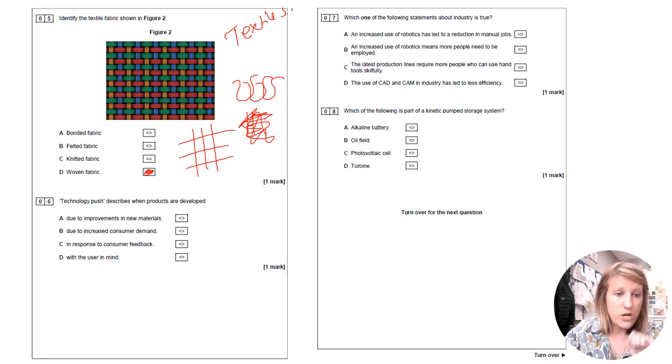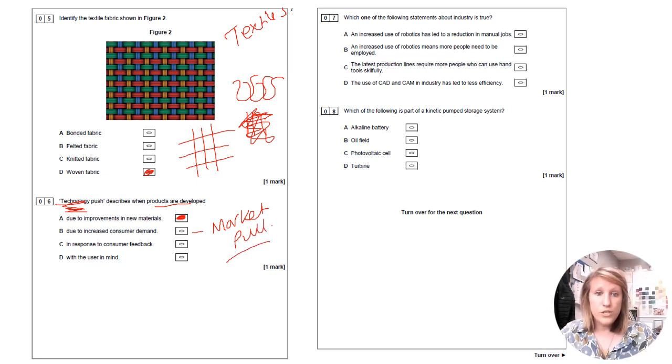Question 6, technology push. This describes when products are developed due to improvements in new materials, due to increased consumer demand, in response to customer feedback or consumer feedback, or with the user in mind. So technology here is the big clue. So that is this one, the top one. Consumer demand would be market pull. Okay, so don't get those confused.